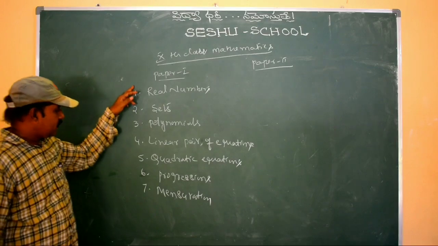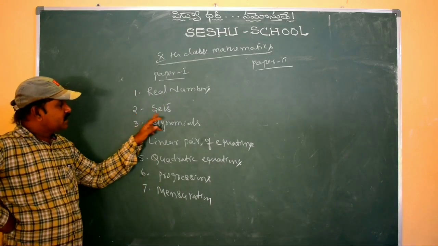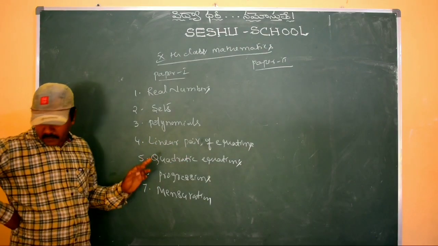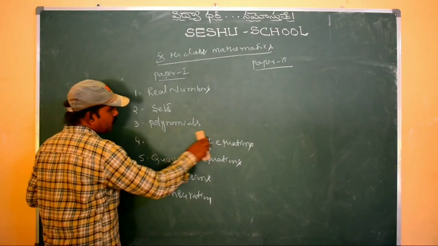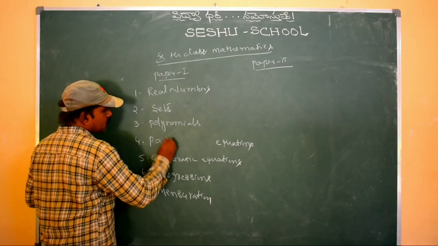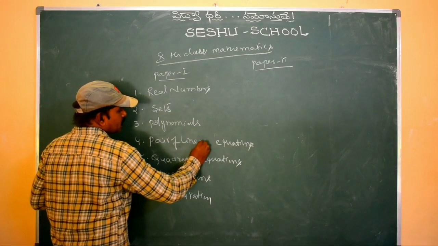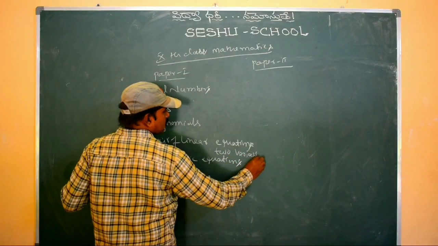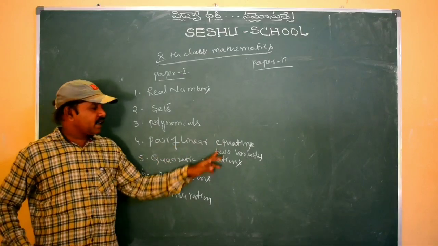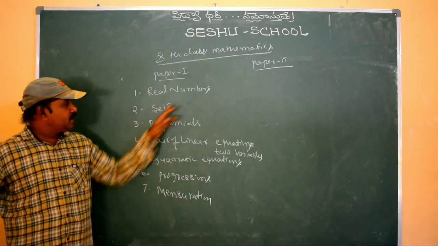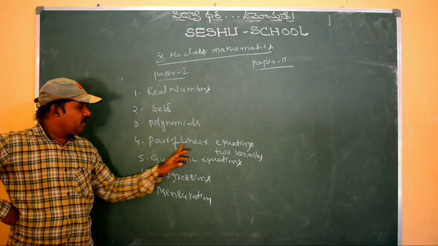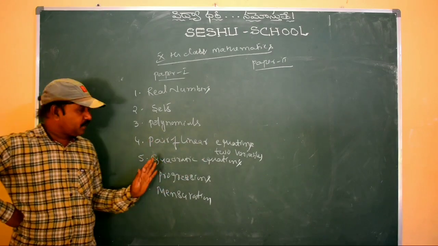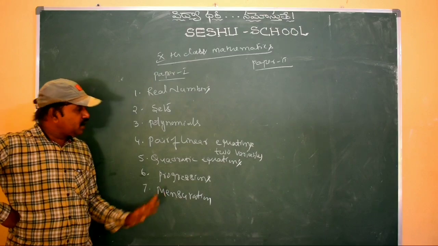There are seven chapters in chapter one. Real numbers, sets, polynomials, pair of linear equations in two variables, also said to be linear pair of equations. Next, quadratic equations, progressions and mensuration.